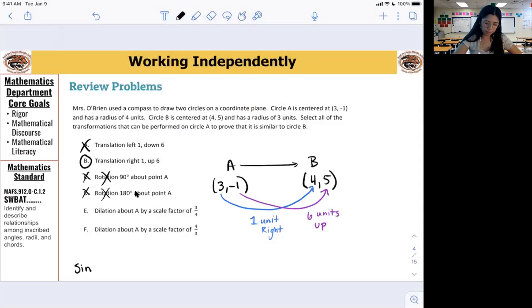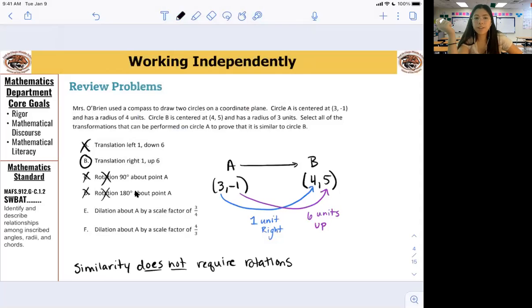So similarity does not require rotations, because rotations are not going to change anything. So it's like, why would you do it if it's just not going to do anything? Whereas translations, that's going to move you to the right spot, and dilations is going to make you the same size. But rotations and reflections aren't going to change anything about that circle, so there's no point in doing them.